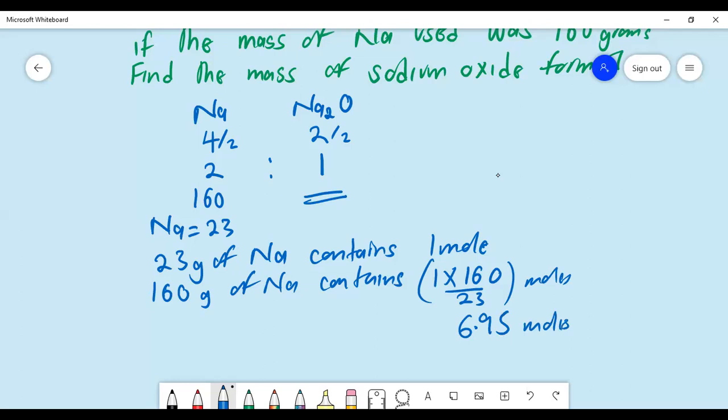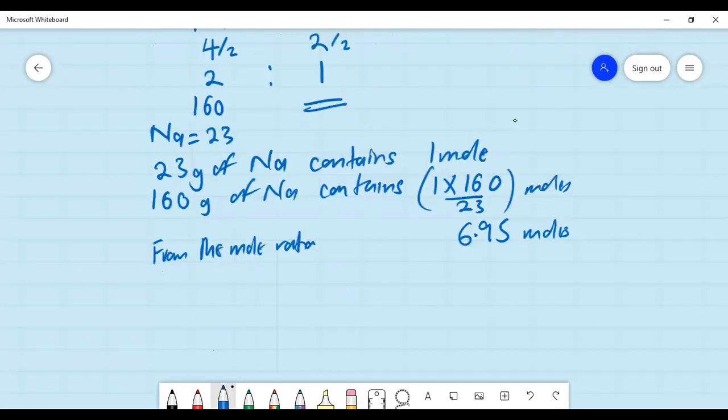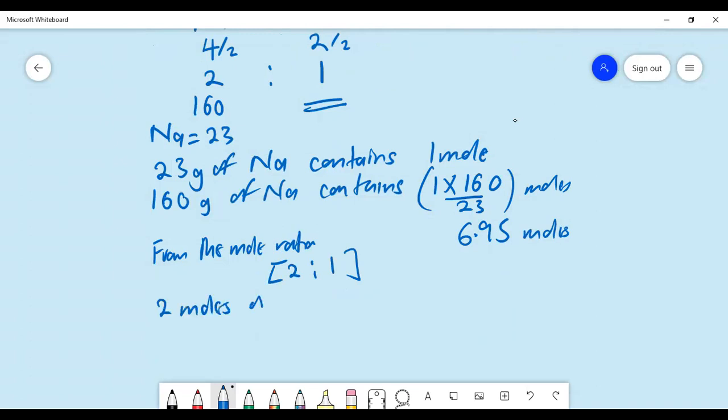Mole ratio, remember, was 2 to 1. That means from the mole ratio, which says 2 to 1, 2 moles give us 1 mole. That means 2 moles of sodium produces 1 mole of sodium oxide. Are we there?